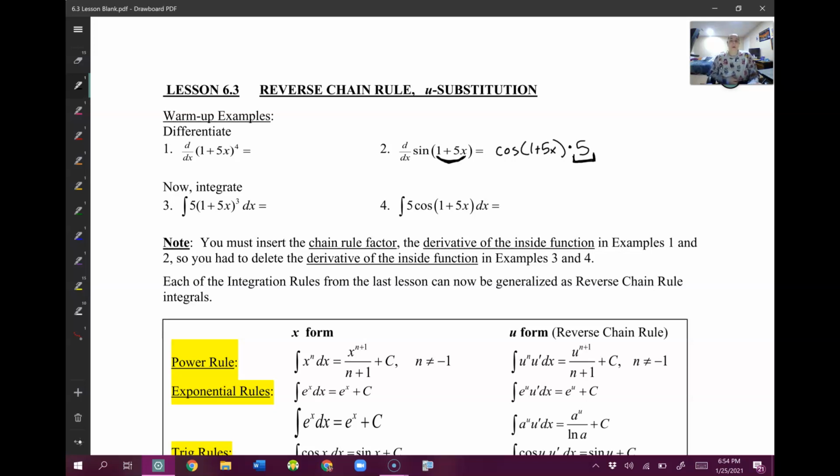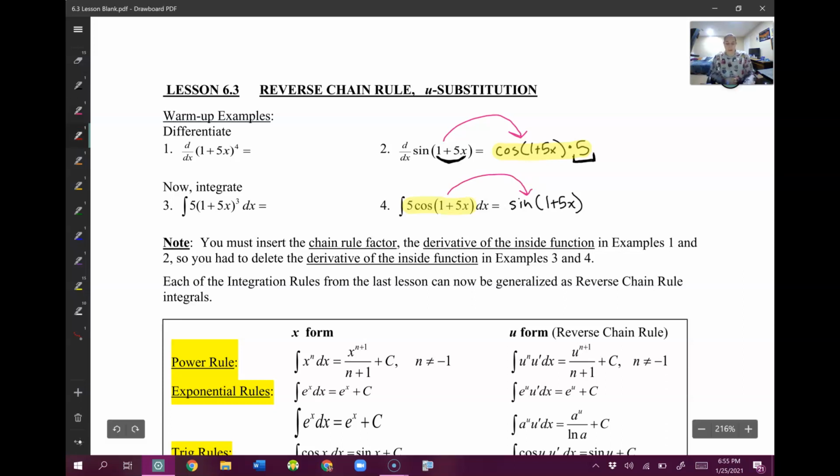Now, when we're doing the antiderivative, we would do the opposite. So if you look at number 4, that is the same thing we got there. We just moved the 5 in front. And we know that the antiderivative is just going backwards. So the antiderivative of this would be sine of 1 plus 5x, because if the derivative is this, then the antiderivative would be what we started with.